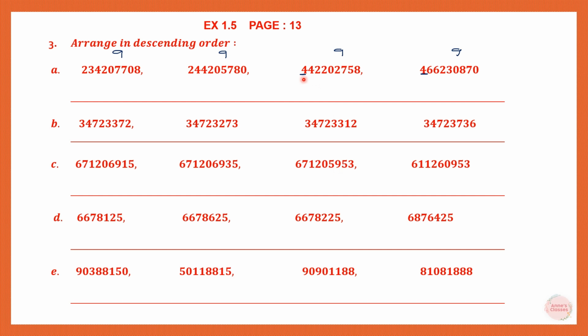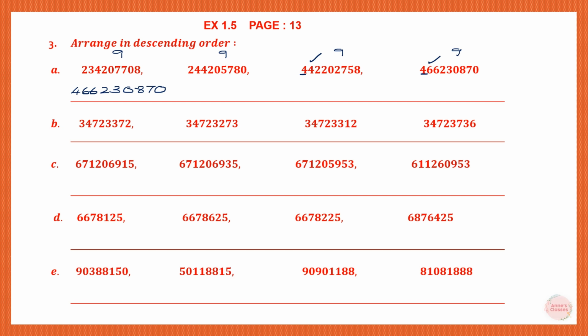Now here, since the extreme left is the same, we'll look at the next digit. So the next digit here is 4. Here it is 4 and in the other number it's 6. Which is the bigger one? 6 is bigger. So we're going to write down this number here. Let's write down all the digits 4, 6, 6, 2, 3, 0, 8, 7, 0.